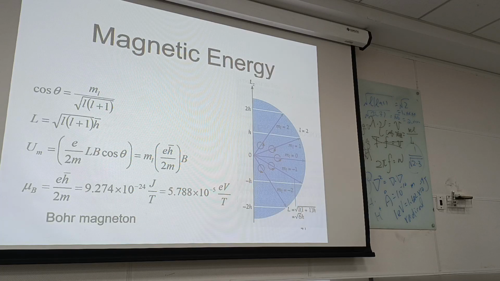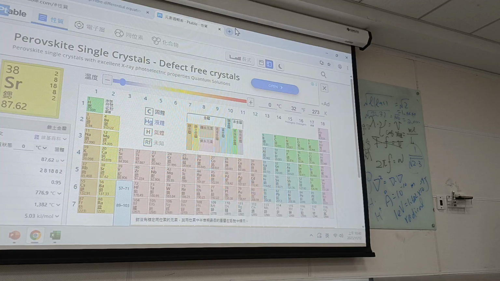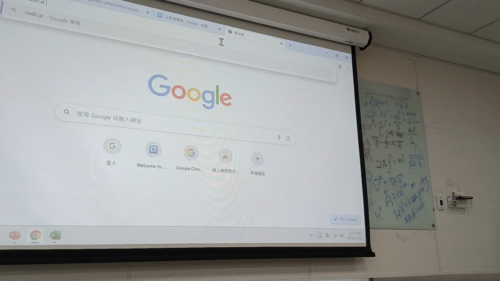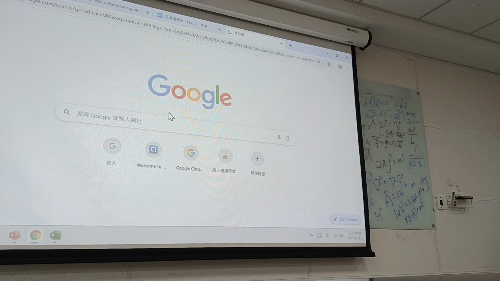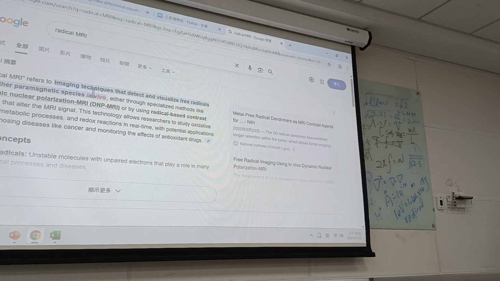But they need to use different frequency. Okay, very special. So there are some very special MRI called radical MRI. Okay, radical MRI. So we can use the DMP to do the radical MRI.